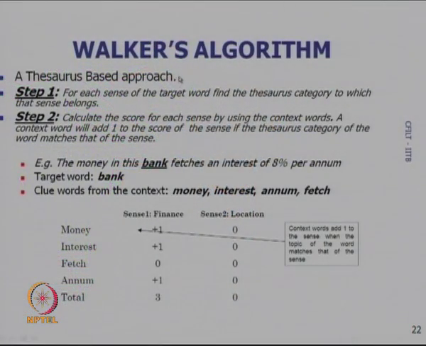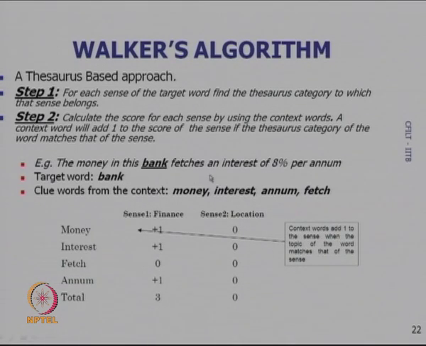Next algorithm is called Walker's algorithm. This is a thesaurus based approach. So, that makes use of a thesaurus. The first step is that for each sense of the target word, find the thesaurus category to which that sense belongs, and step 2 is calculate the score for each sense by using the context words. A context word will add 1 to the score of the sense if the thesaurus category of the word matches that of the sense.